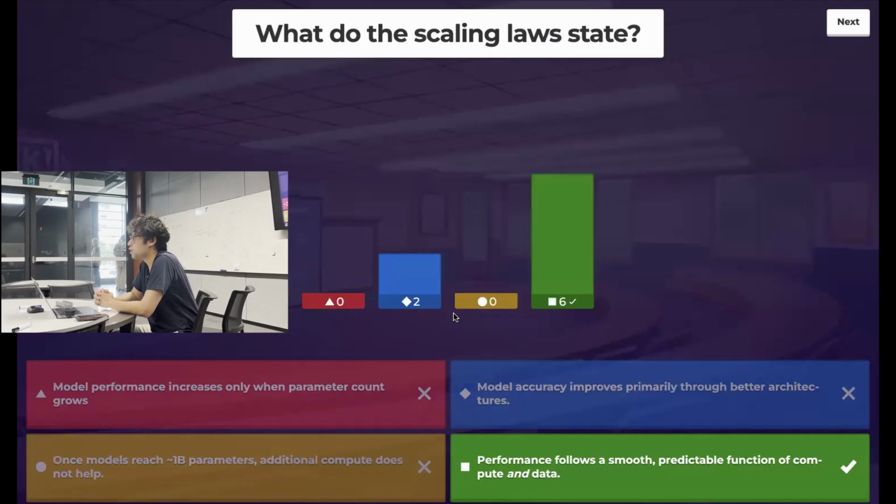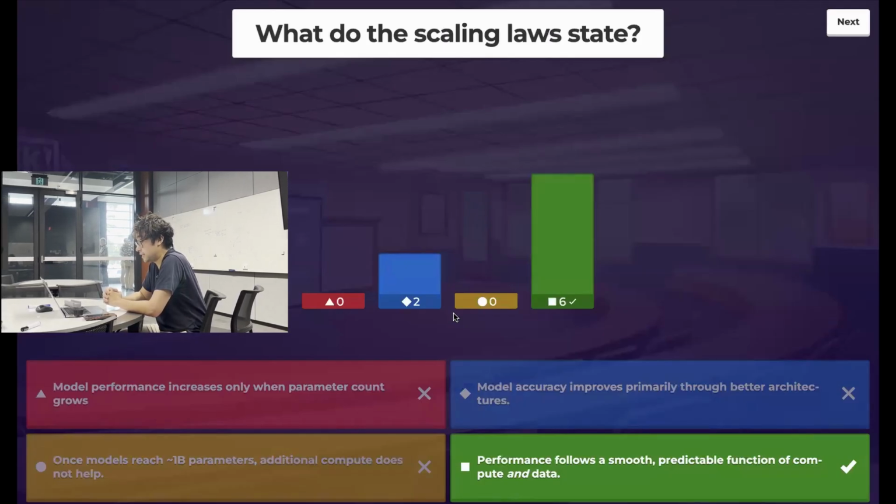Okay, awesome. So most people got this one. Scaling laws essentially say that model performance is entirely based on two things: one is data and one is compute. This one was also a popular option: model accuracy improves primarily through better architectures. That hasn't seemed to be the case with the bitter lesson. They're saying that the more we try to improve unusual architectures, it actually hurts the march towards AI. I don't know if that's fully right, but this is a big opinion that is very popular in the field right now.